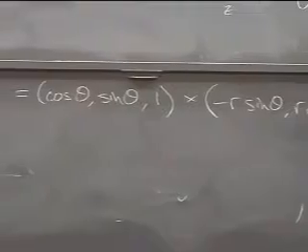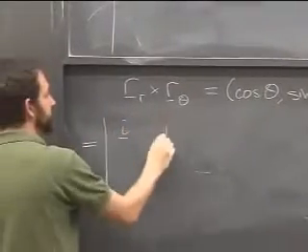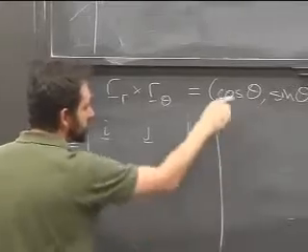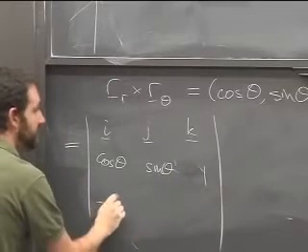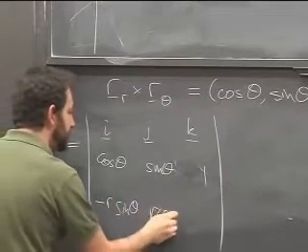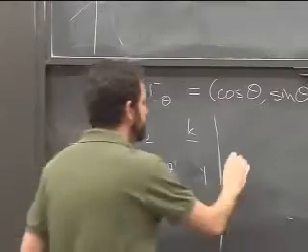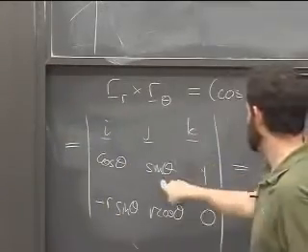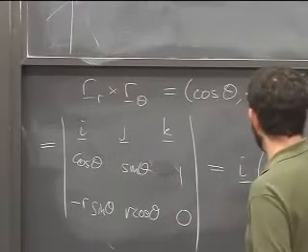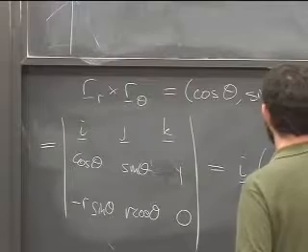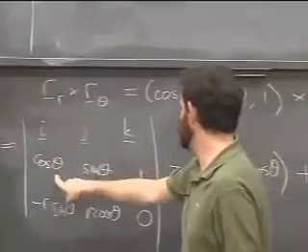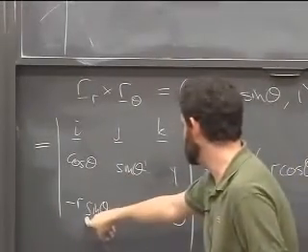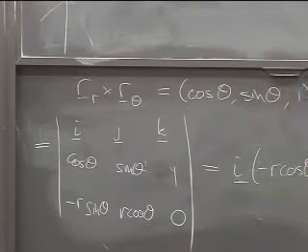And if we do, the only way I can really think of is just to set up the standard cross product matrix and compute the determinant. So I copy this in: cosine theta, sine theta, 1, minus r sine theta, r cosine theta, 0. And if I do this, I get some number of i's. How many is it? 0 sine theta minus r cosine theta. And then I get some number of j's. How many is it? Well, it's 0 cosine theta minus minus this, but of course you need a minus as well. So I think if you actually work it out, you'll get a minus r sine theta.